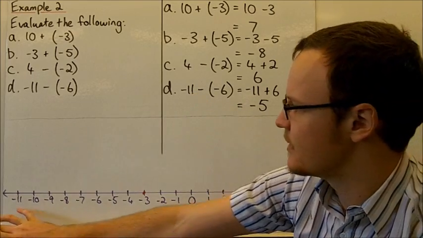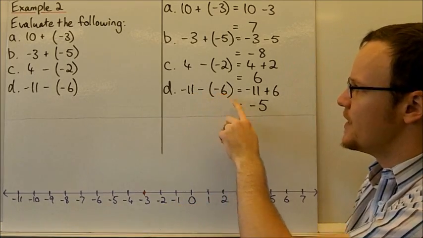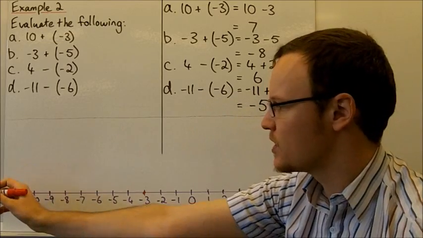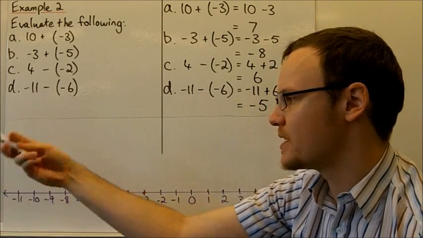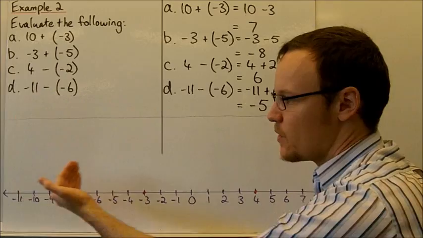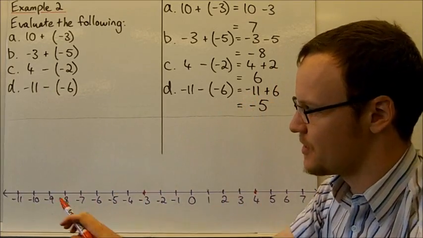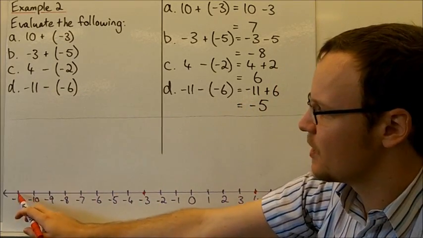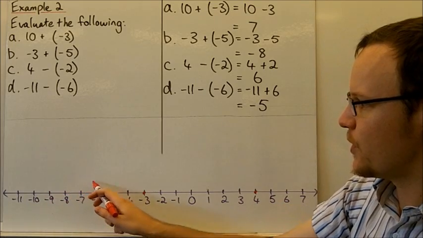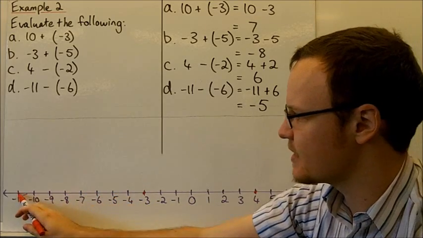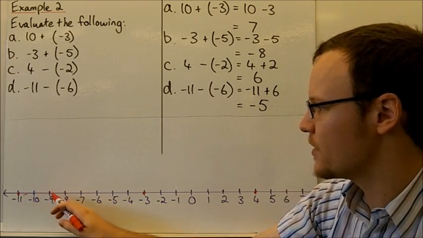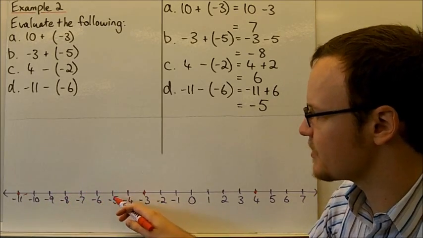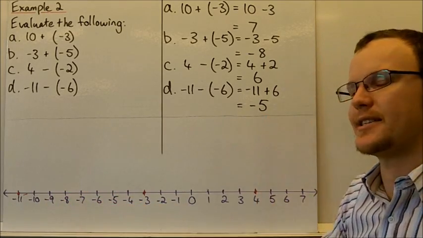Negative 11, take away a negative. Normally with negative 11, taking away, we move in this direction, but we're taking away a negative, so it's the same as adding. So negative 11 plus 6: 1, 2, 3, 4, 5, 6, and we get to negative 5, and that's the answer.